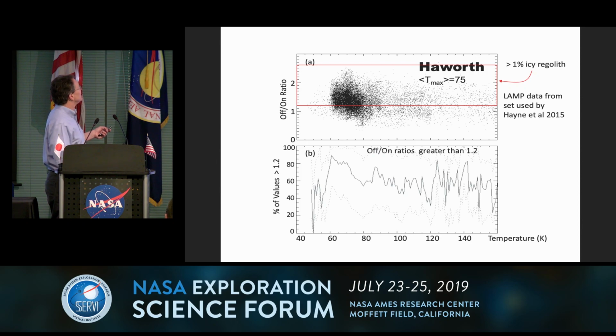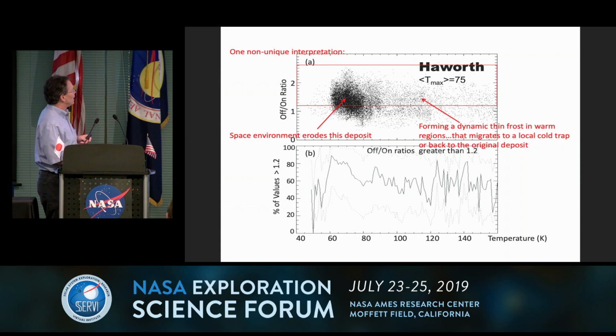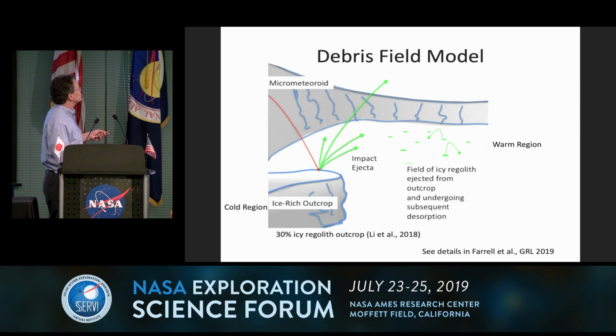And so one non-unique scenario is that you might, in the cold regions, have a deposit like Shuai Li's, what he observed, the icy region, where you have 30% icy regolith, and that's being worked on by the space environment, particularly impact ejection, and that's spreading debris into the warmer regions, creating a dynamic thin frost in warm regions that then sublimes or desorbs to find local cold traps in these regions up here at higher temperature. We refer to this as a debris field model, where again you might have an ice-rich outcrop, like Shuai's 30% icy regolith.